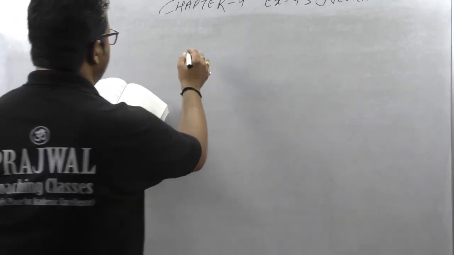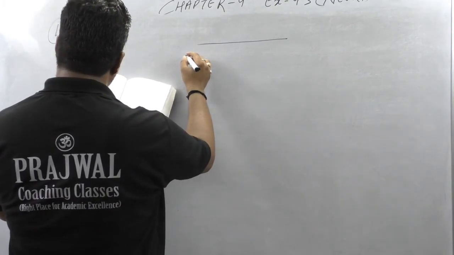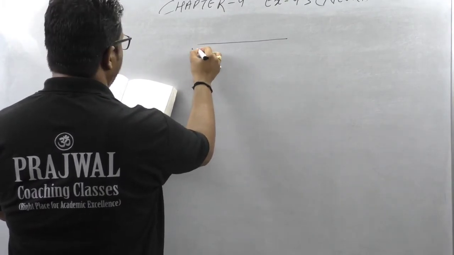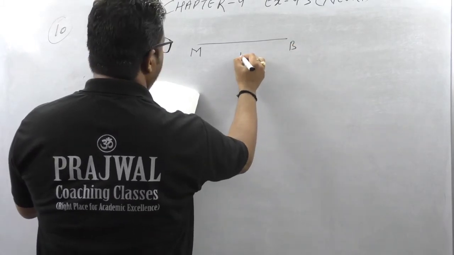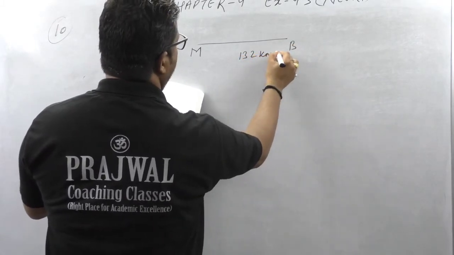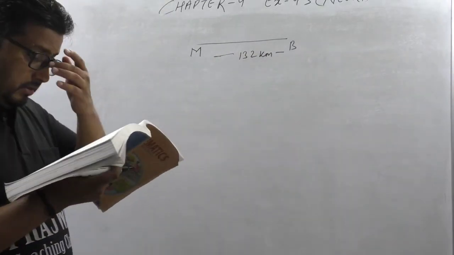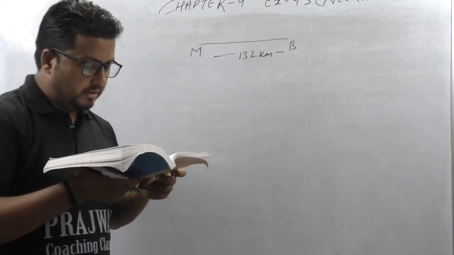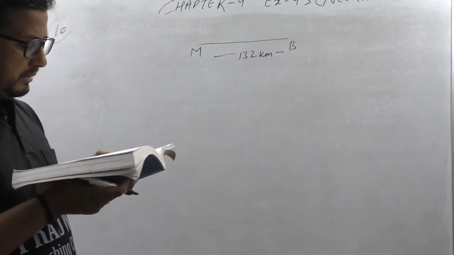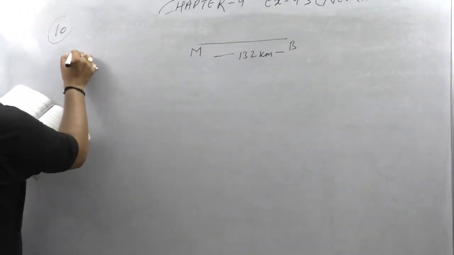Firstly, we have to understand the distance that is given, from where to where. For Mysore I am writing M, and for Bangalore I am writing B, and it is given to you as 132 kilometers distance. Firstly, we have to understand this. And it is given that the average speed of the express train is 11 km more than the passenger train. So we can let the speed of the passenger train be x.